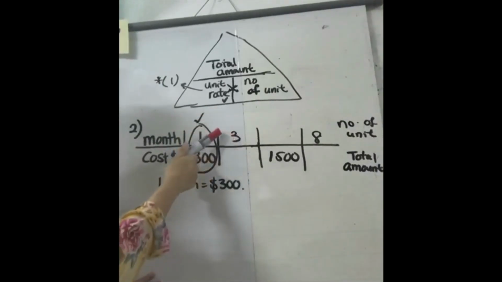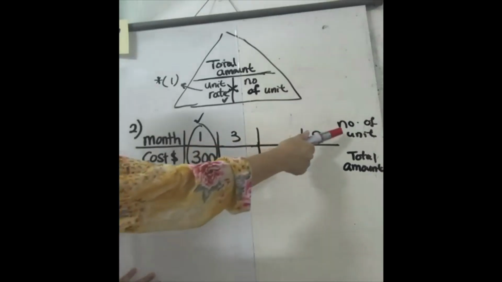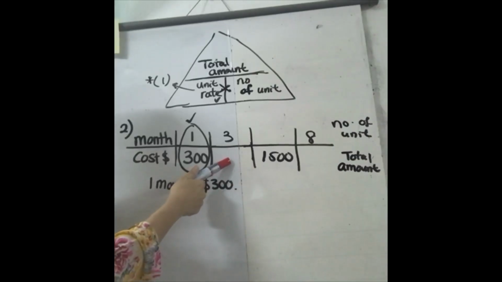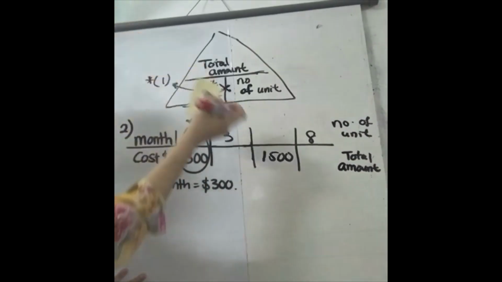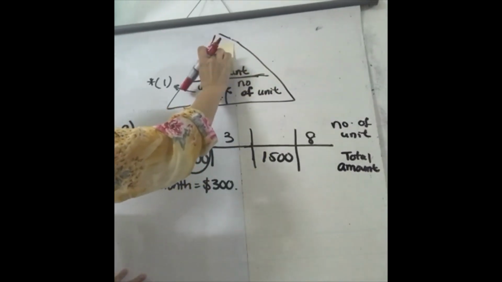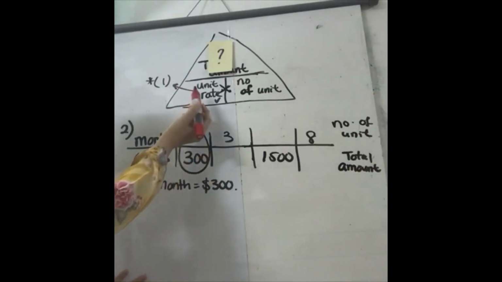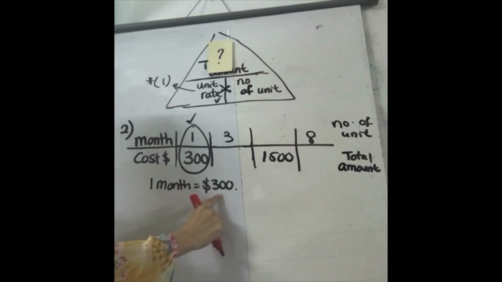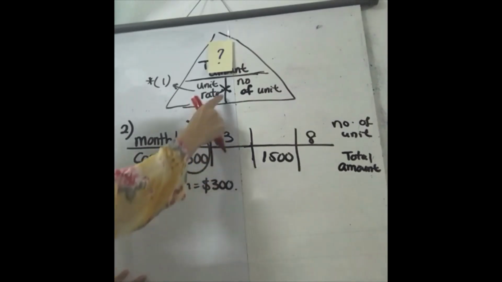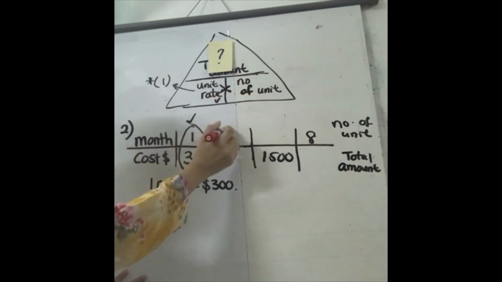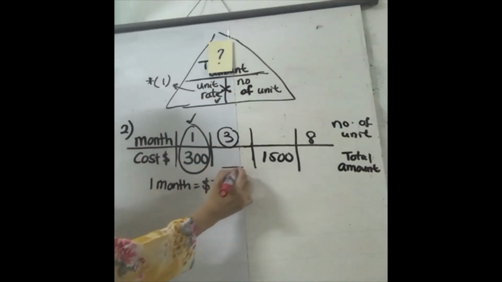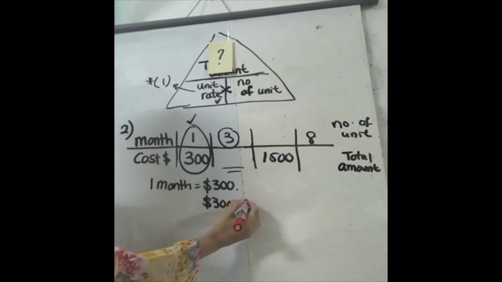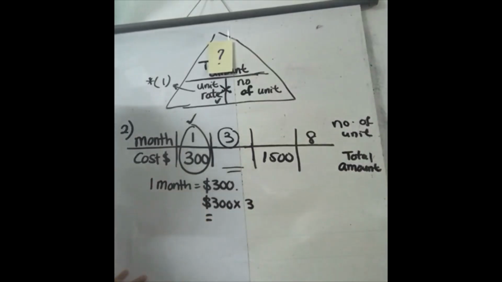This is done. Next one, it says what? 3 is the number of unit. So we have number of unit. What do we need to do? We need to find the total amount. So here's the total amount. So what's the formula? The formula says the unit rate times the number of unit. So look at the unit rate. The unit rate is 300. So what do we need to do with 300? We need to times the number of unit. The number is 3. So for this answer, we take 300 times 3. Okay? You work out the answer.